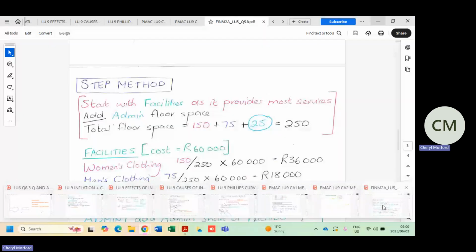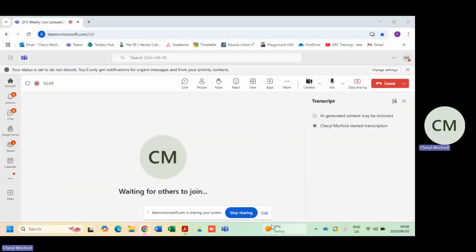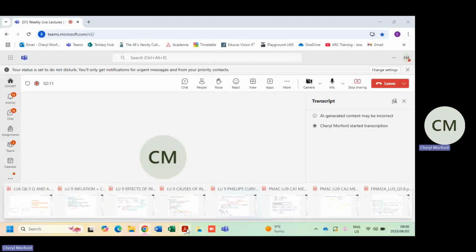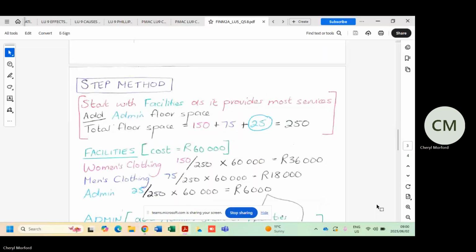So I'm just looking to find my correct item here. My Adobe is rather full. Sorry, and it was off the screen.